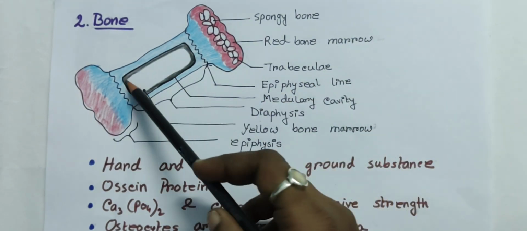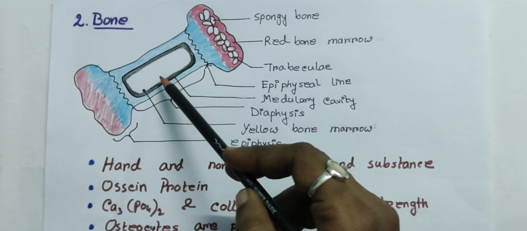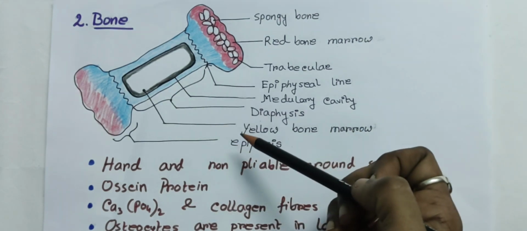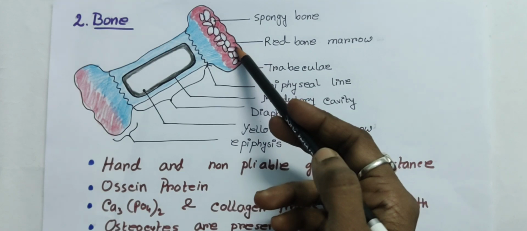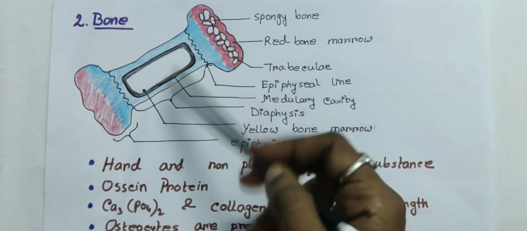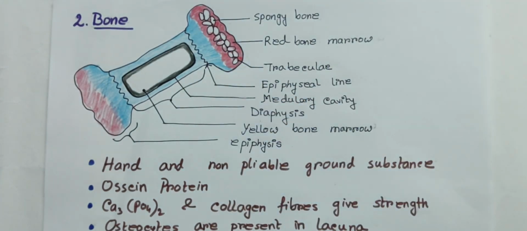Now there is a cavity that is called the medullary cavity. So this is the structure, and the fluid inside is the yellow bone marrow. Okay, there is red bone marrow and here is the yellow bone marrow. So this is the structure of long bone.